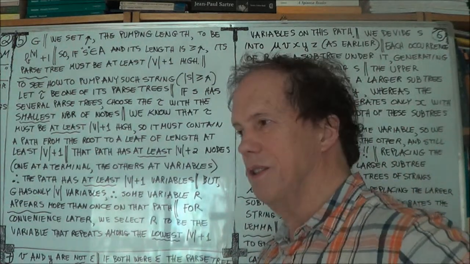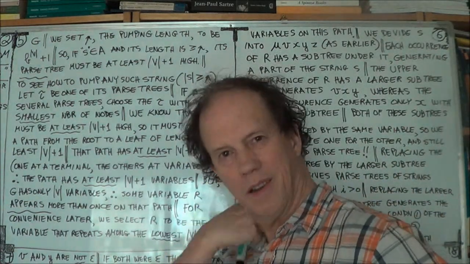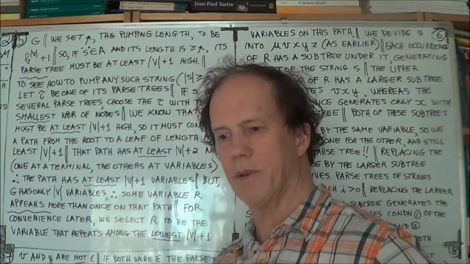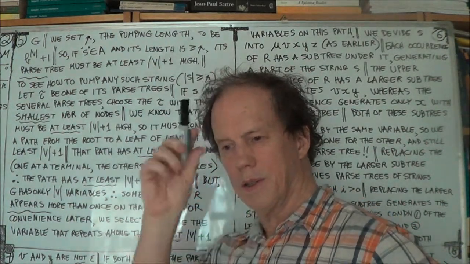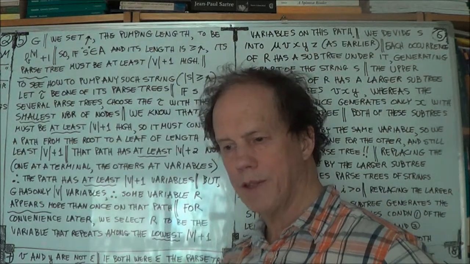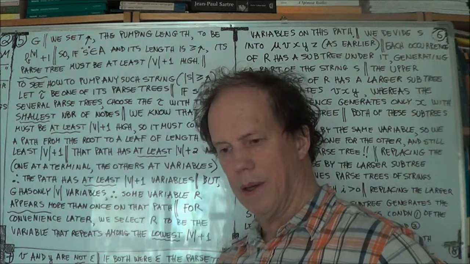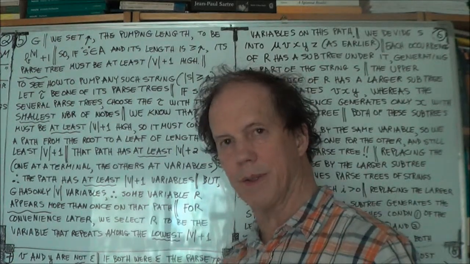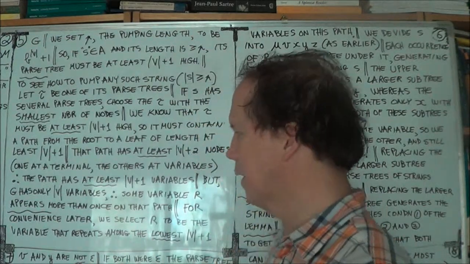Okay, in this session comes the chain of logic that I hope you will enjoy. We're going to prove that along this long path in the parse tree, there has to be a variable that gets repeated at least once. Okay, but we'll prove that that has to be the case.